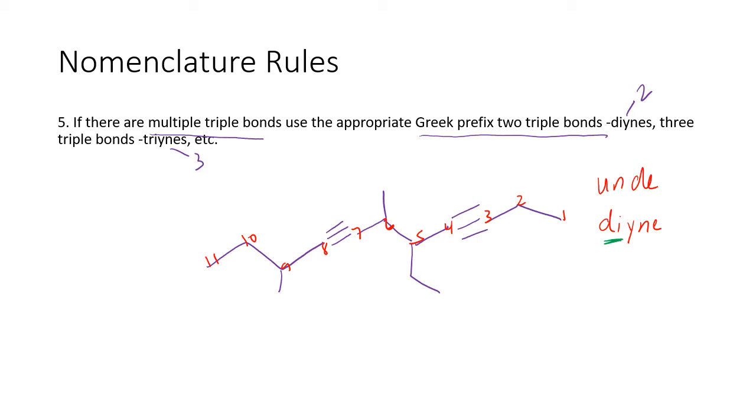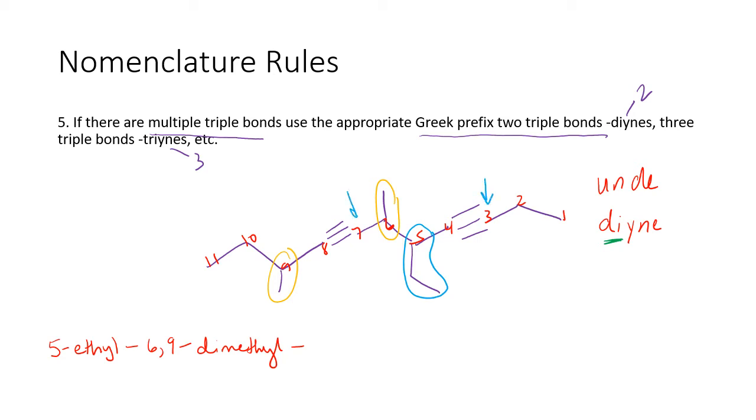So let's put our substituents out front first. We have at position number 5 an ethyl group, and at positions 6 and 9 we have 2 methyl groups. So putting that in alphabetical order, we're going to have 5-ethyl, 6,9-dimethyl, and then just like we would indicate the number of one triple bond, we want to indicate the number of both of them. So 3 to 4, so we say 3, and then 7 to 8.